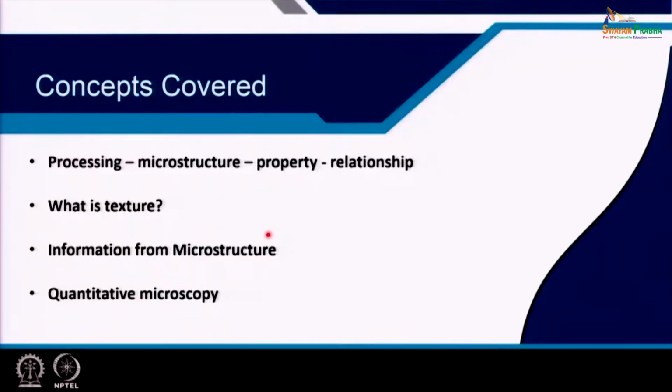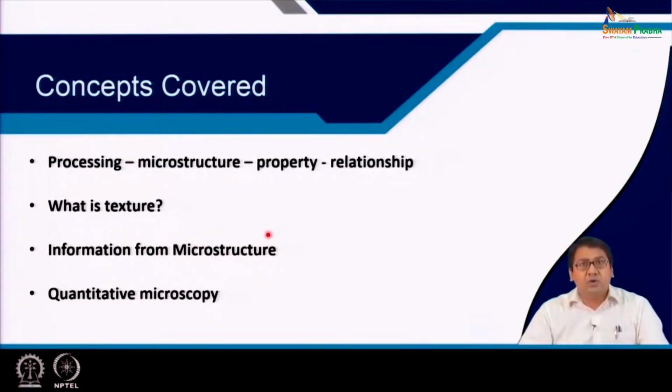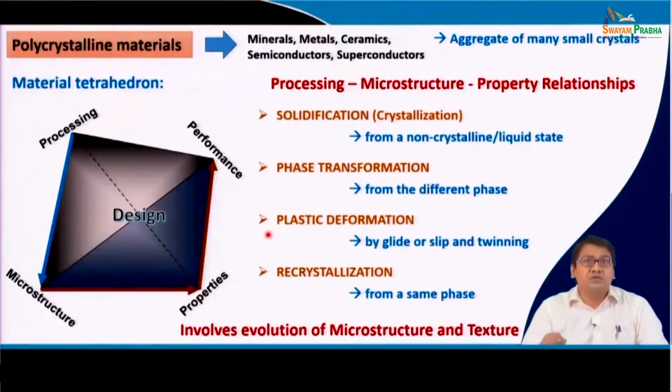The concepts that will be covered in this course are processing microstructure property relationship, what is texture, information that we can obtain from the classical microstructures, and then quantitative microscopy. Let us start with processing microstructure property relationship. You know, polycrystalline materials that are minerals, metals, ceramics, semiconductors, superconductors are basically made up of aggregate of many small crystals.